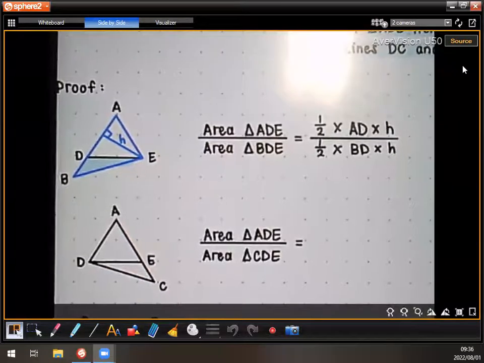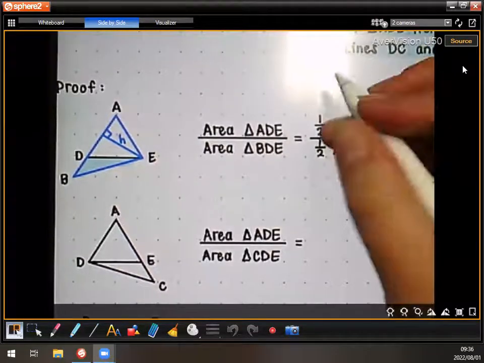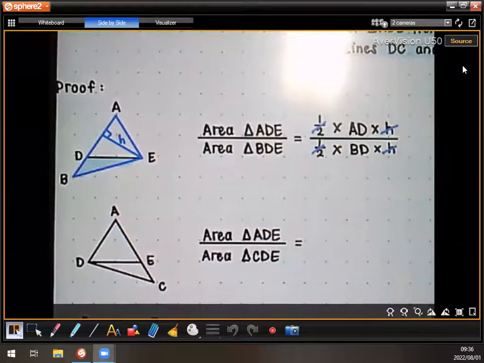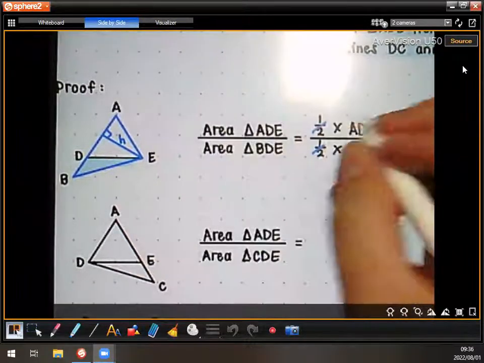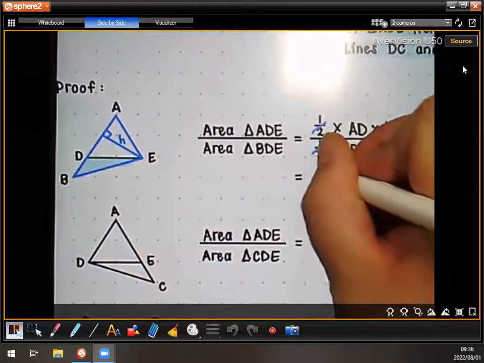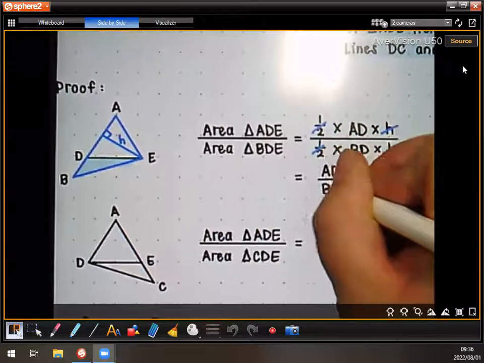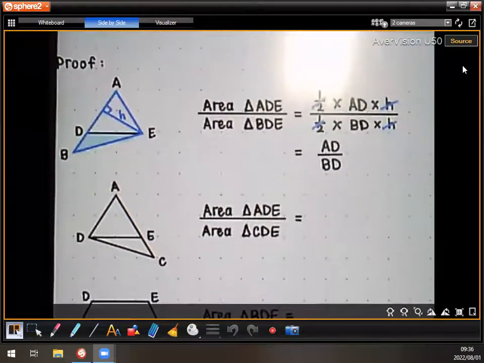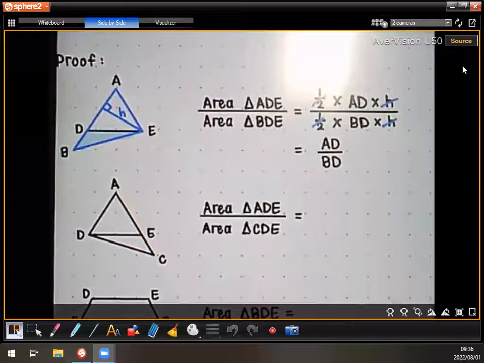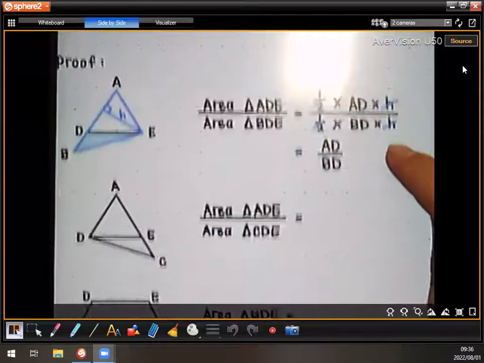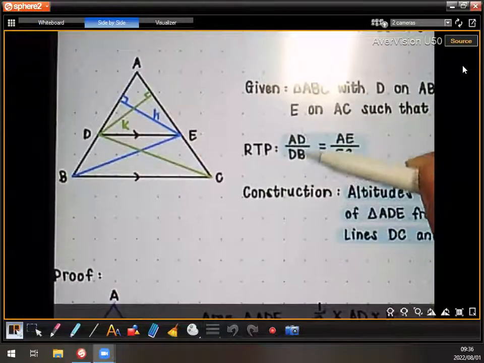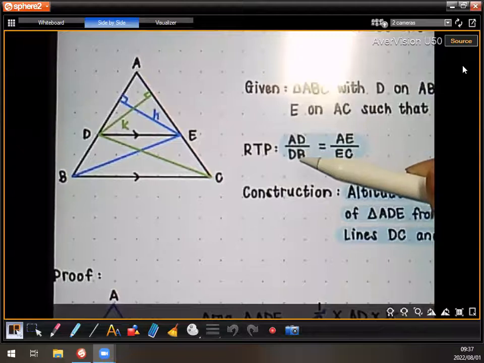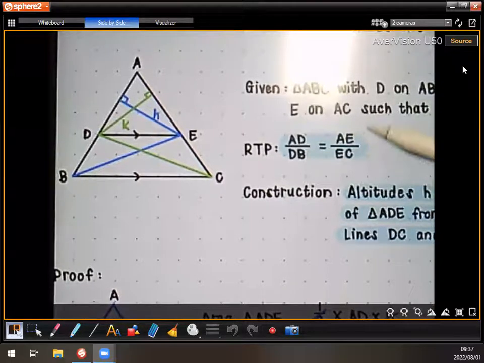All right, so what do we have here? We have a half and a half that we can cancel out, and h and h that we can cancel out. So this ratio simplifies to just AD over BD. Do you notice that this is the first half of what we are trying to prove? Let's go back up. Required to prove AD over BD. We've done one half. Now we're going to set up the same thing to get the other half, but in our third step, we still need to prove that the two are equal.